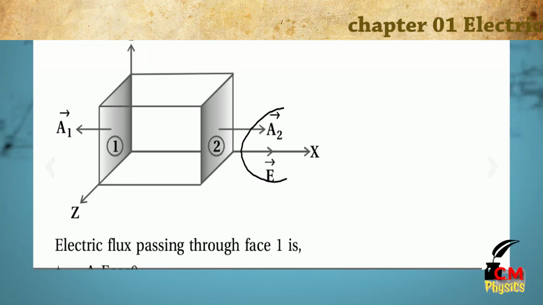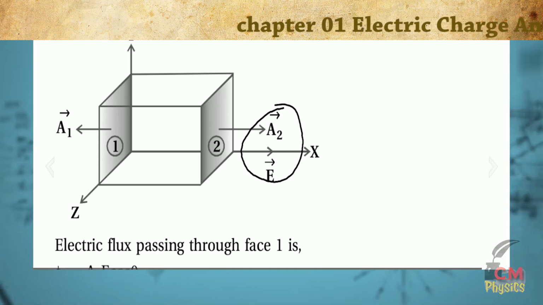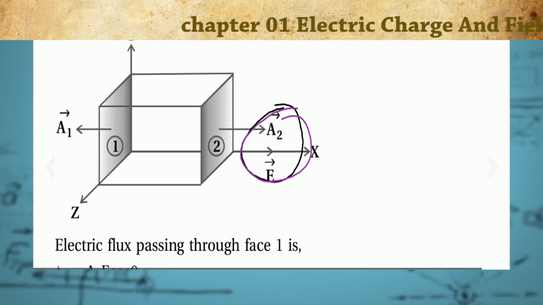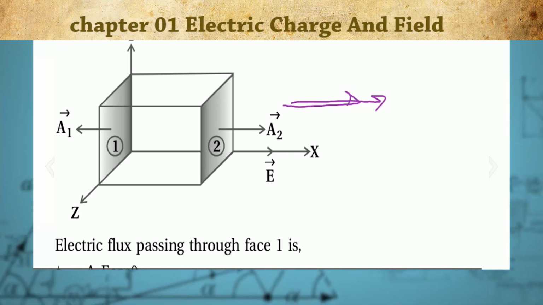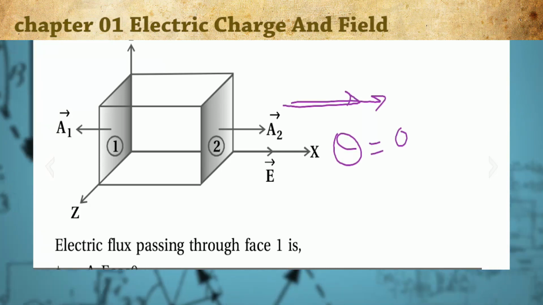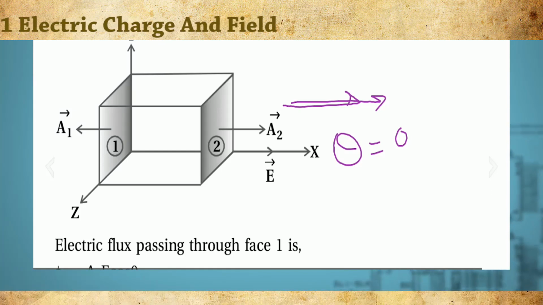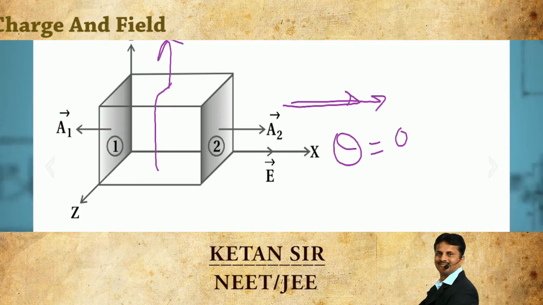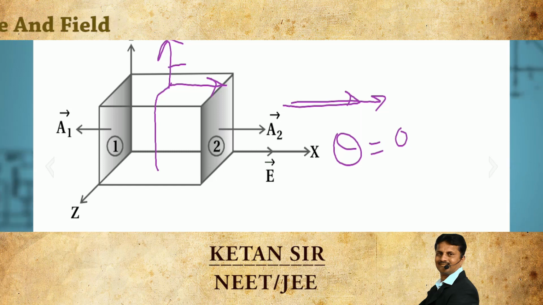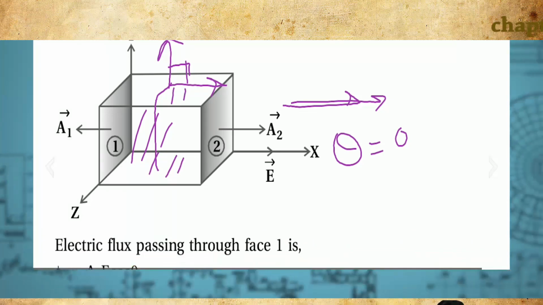E vector and A vector are parallel to each other. That means for face 2, the E vector and A vector are both in the same direction, therefore theta is 0. We are calculating flux. Here flux is 0 for these four sides because the area vector is in the upward direction, the E vector is in the other direction, angle is 90, same for this face, same for this face, and same for this face.